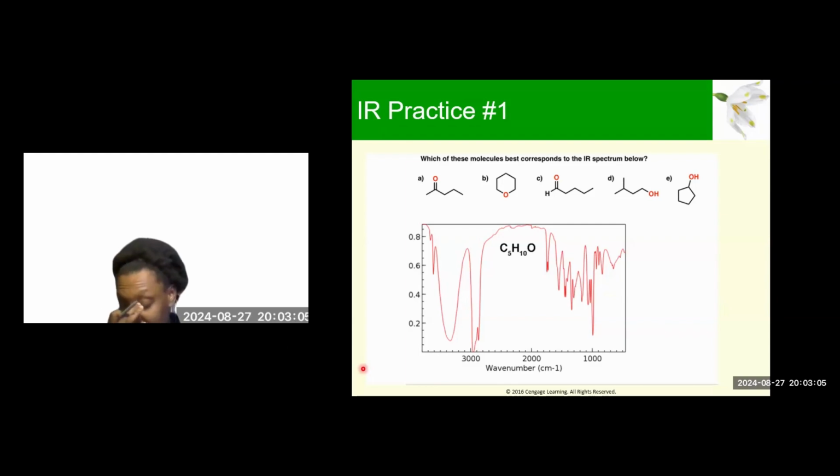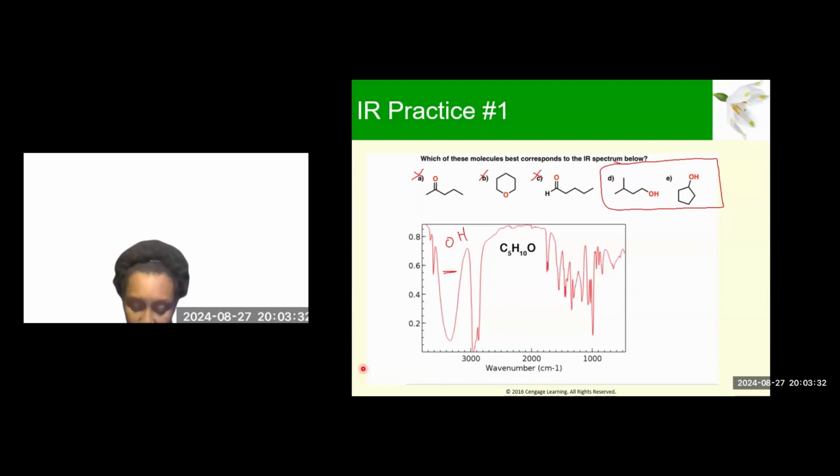All right, so let's work on it together. So carbon 5, so that means whatever the answer is has to have 5 carbons, 10 hydrogens, and 1 oxygen. Well, the first thing that I notice is I have a broad peak here. So that broad peak means that my compound has to have an OH group. Therefore, it can't be A, it can't be B, it can't be C. It has to be D or E.